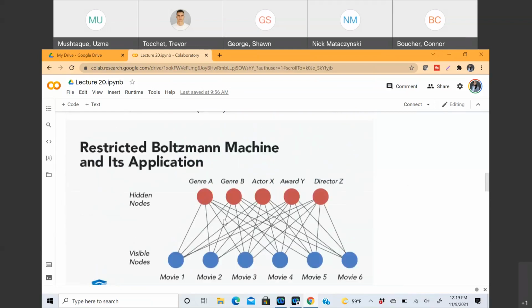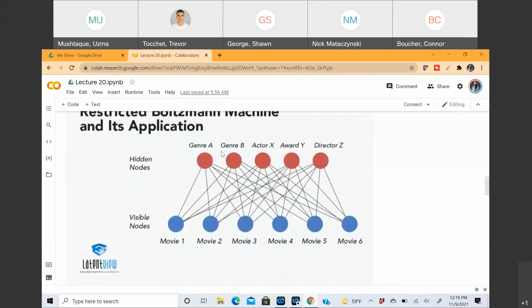Okay, so what is a restricted Boltzmann machine? As you can see in this network, don't focus on what the nodes are saying for now, because I'm going to talk about that shortly. Let's focus only on the architecture of this.